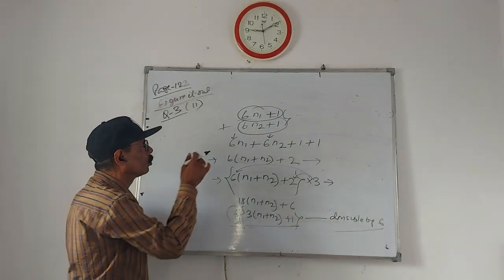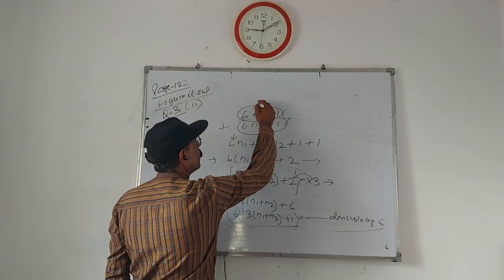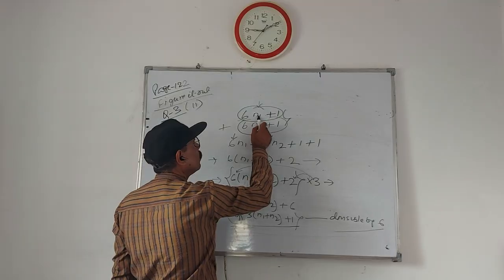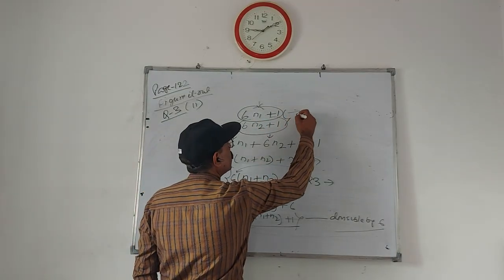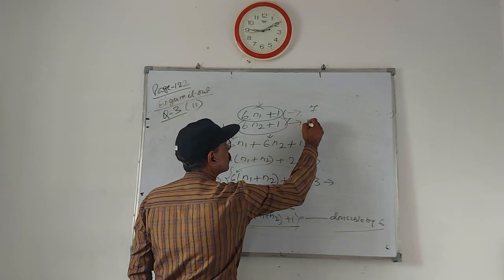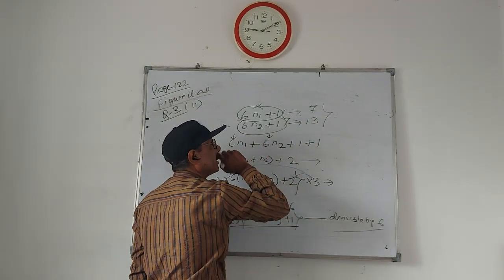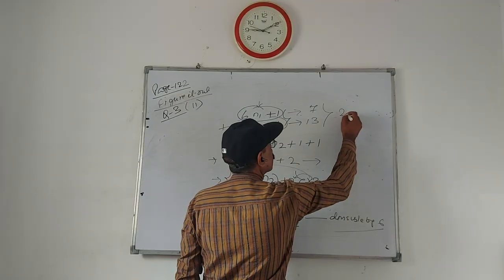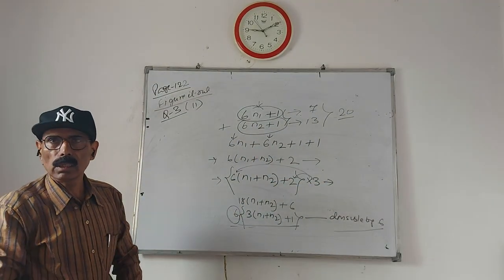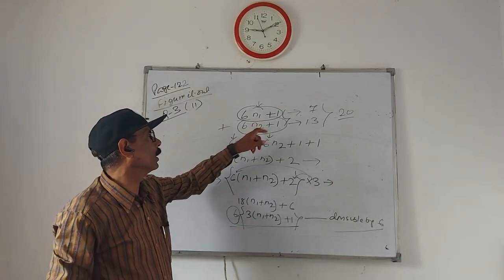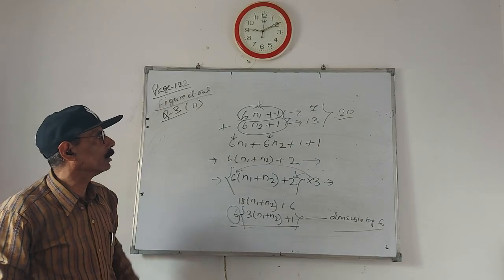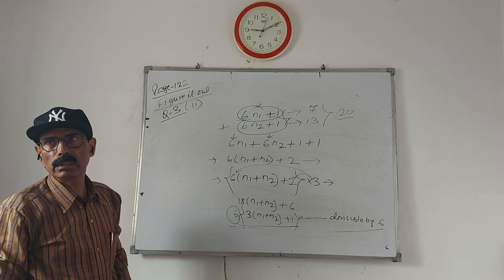Suppose these two numbers, the value of n1 is 1 and the value of n2 is 2. What will the numbers be? 6 plus 1, the number is 7. If it is 2, the number is 13. The sum of these numbers is what? 20. 20 is not divisible by 6. If you put in these values of n1 and n2, the sum 20 is not divisible by 6.